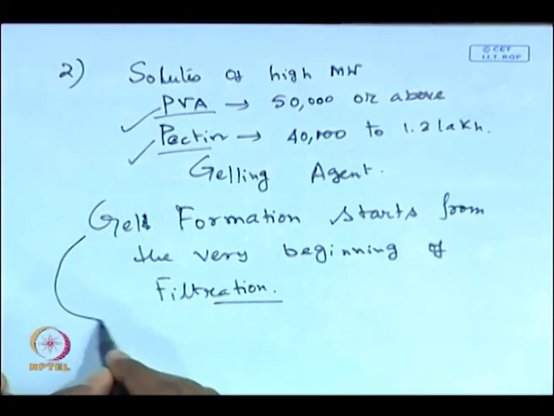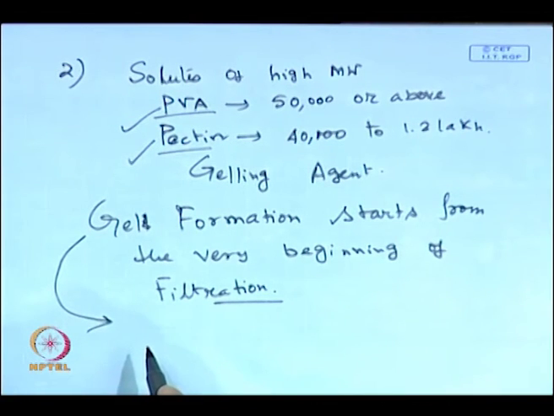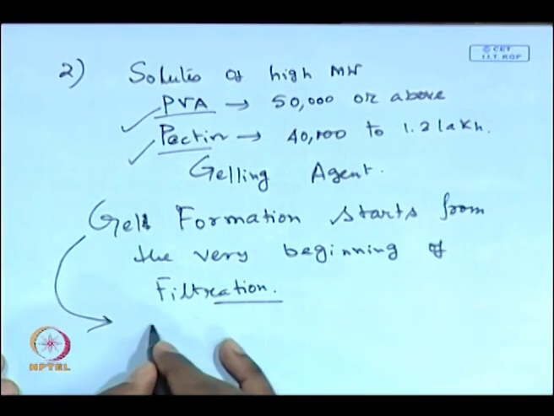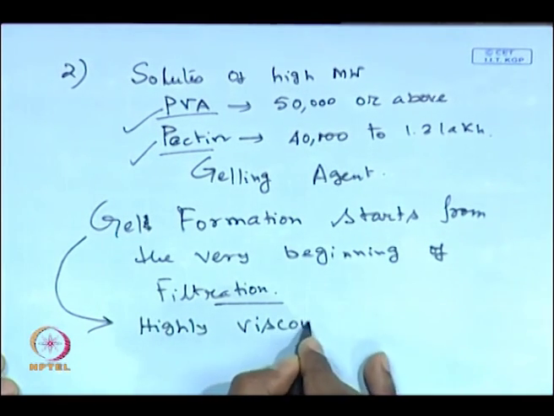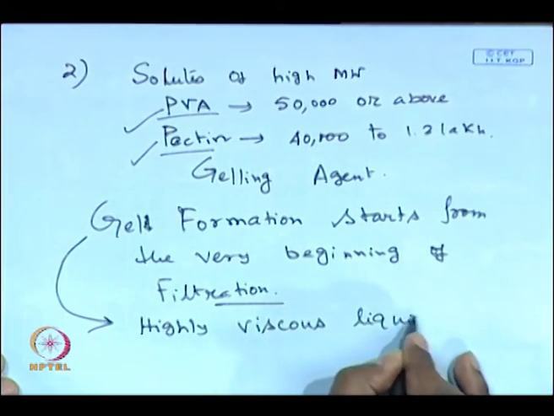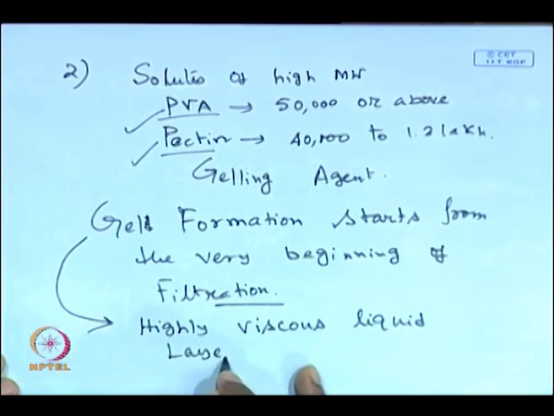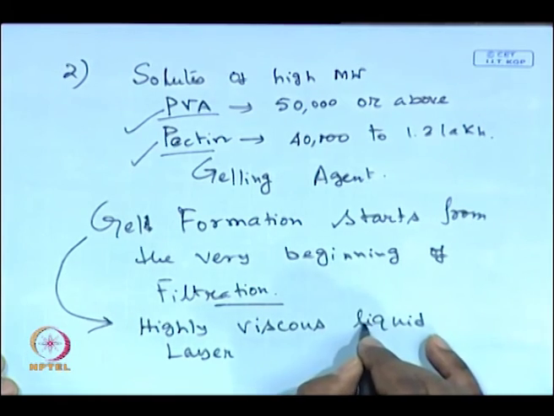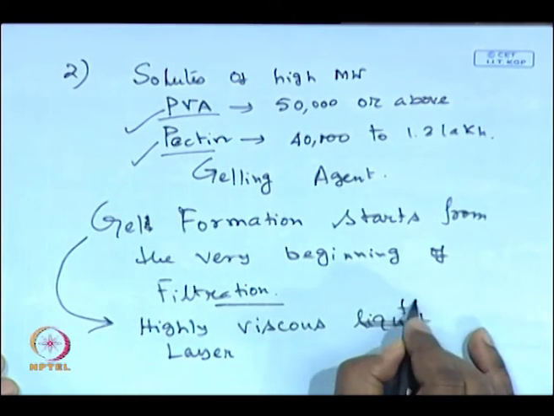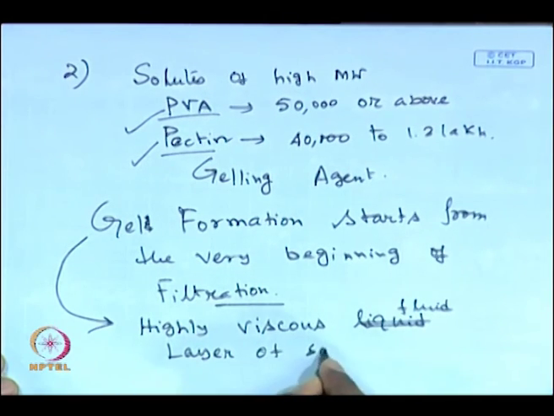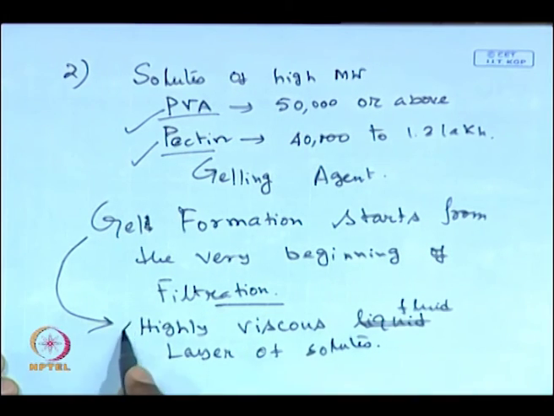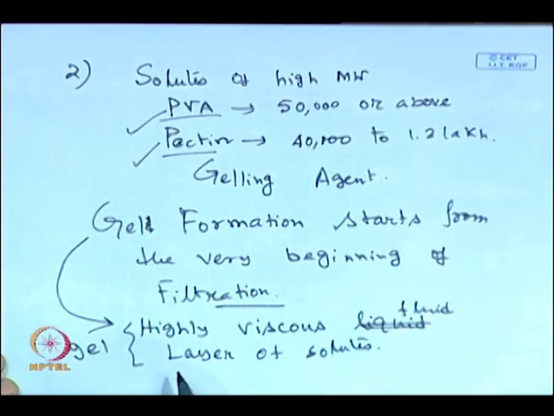And what is the definition of a gel here? It is not a solid layer, it is basically a highly viscous fluid layer. It still flows, a highly viscous fluid layer of solutes. Again, it is porous, it forms over the membrane surface, and we term it a gel in this particular case. Okay.